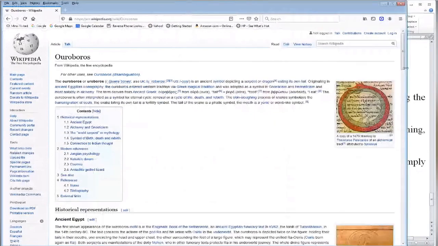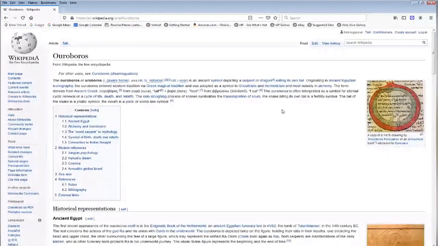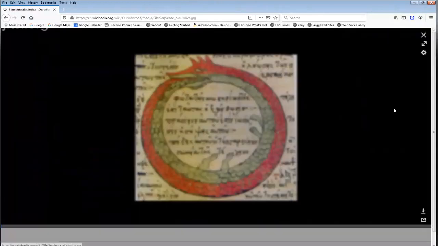Ouroboros. Can you guys see the screen? Ouroboros, that's a Greek word. It just symbolizes, I guess. Here, have you guys heard of it? Can you guys see this?